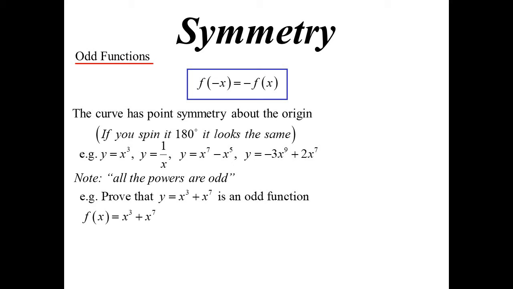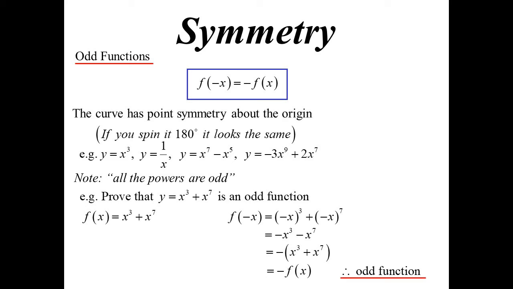So we know f(x) is x cubed plus x to the 7. Let's have a look at what f(-x) is. Sub in negative x. But if I cube a negative, or raise a negative to the power of 7 for that matter, they will become negative. So we get negative x cubed minus x to the 7, which I could factorise to be minus (x cubed plus x to the 7), which was what we defined f(x) to be. So it satisfies our rule, f(-x) equals negative f(x).